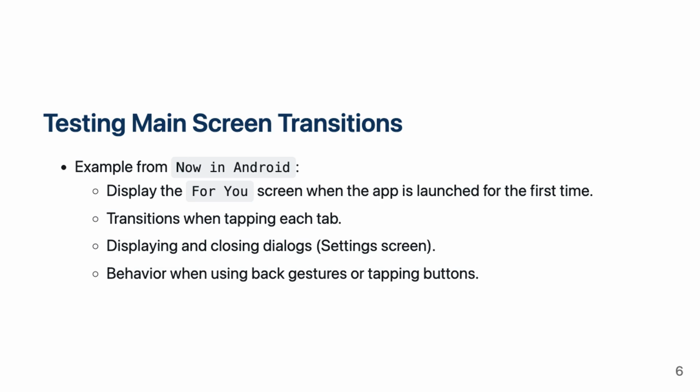In Now in Android, we primarily test the scenarios outlined in the slides. These include the first launch, tapping each tab, displaying and hiding the settings screen dialog, and actions such as back gestures or button taps.